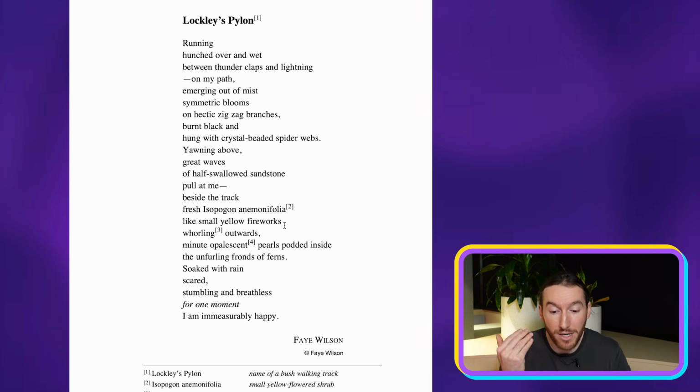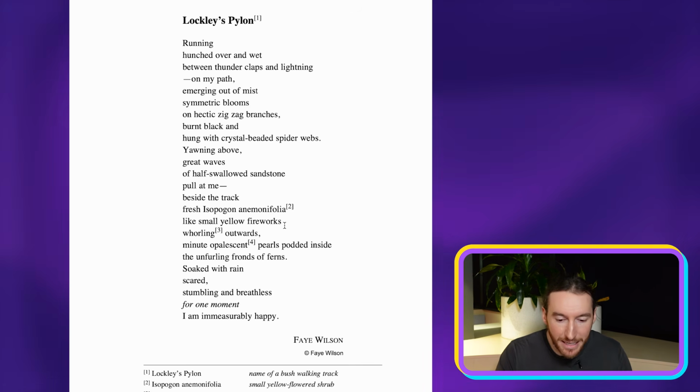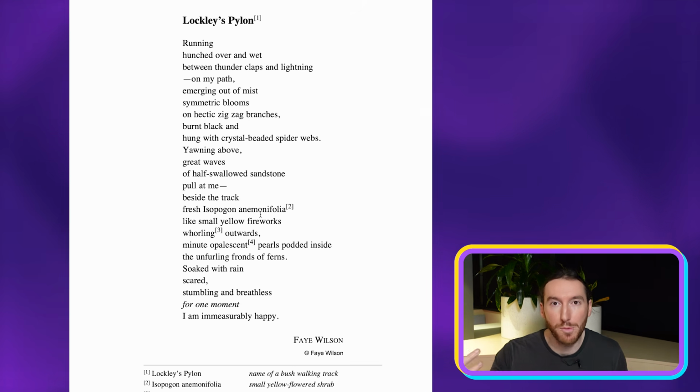"Like small yellow fireworks." Interesting. If you see the word like or as, it's probably a simile. So you've got a simile here. The nature is like fireworks. Wow. So despite that physical discomfort, you get to experience this.